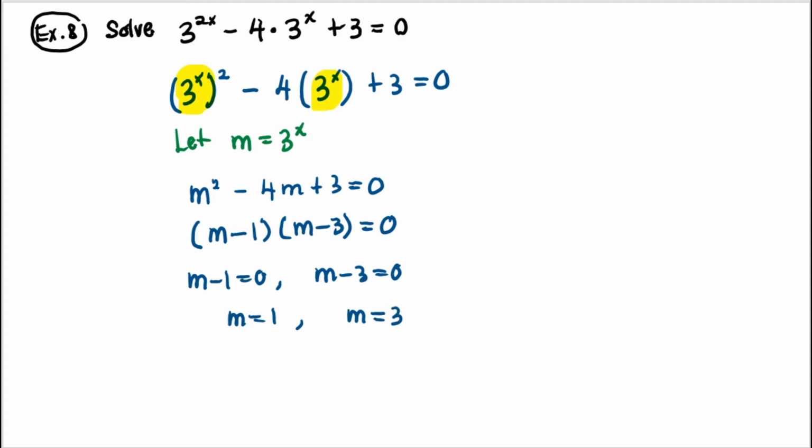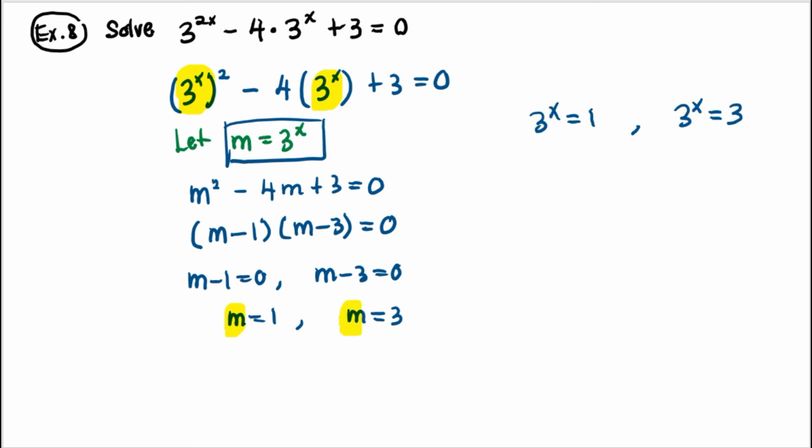But what is m? m is actually 3 to the power of x. Therefore I have 3 to the power of x equal to 1, or 3 to the power of x equal to 3. I'm just substituting this variable m with 3 to the power of x.